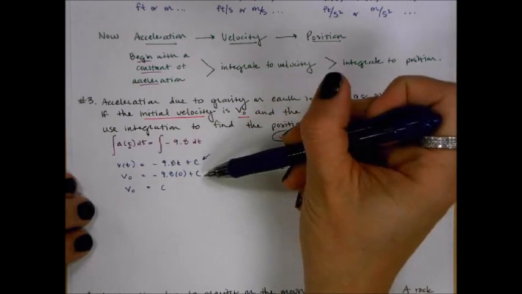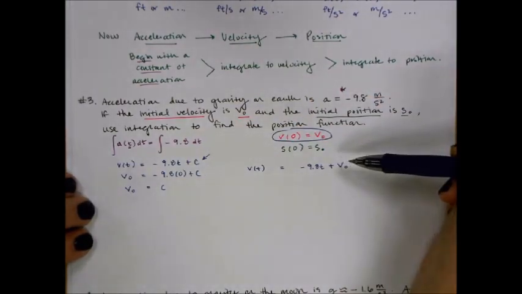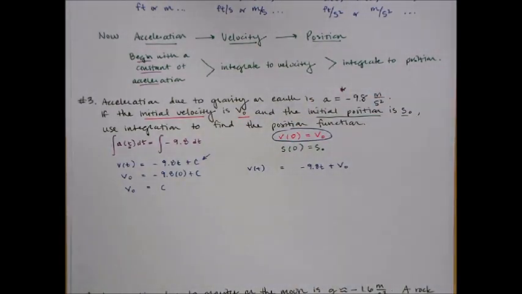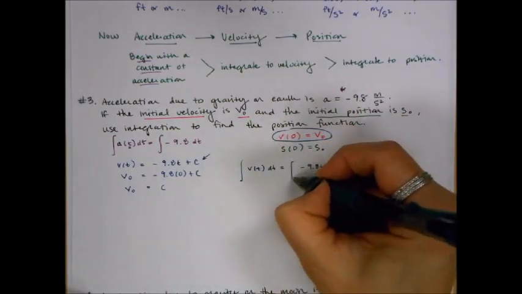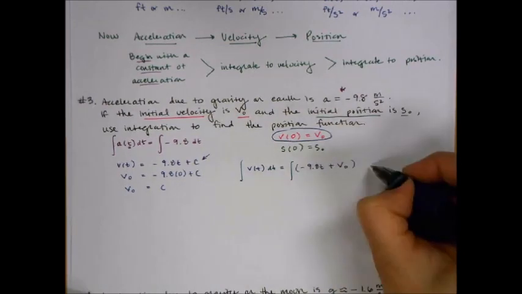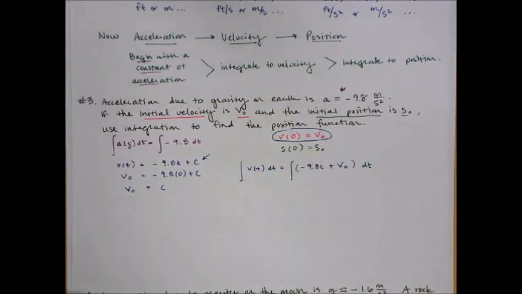So there's our velocity function, and what we'd like to do is integrate back to the position function. So again, we want to integrate with respect to time. Integrate with respect to time. So on the left side, going from velocity, integrating back is going to get us back to position.